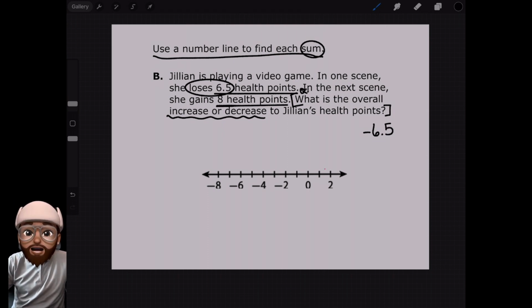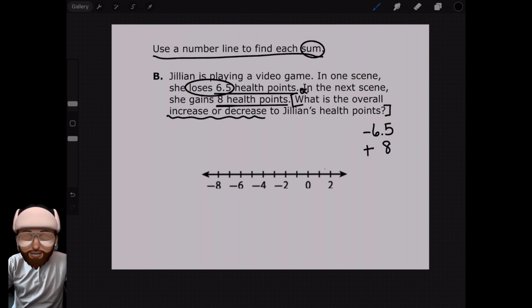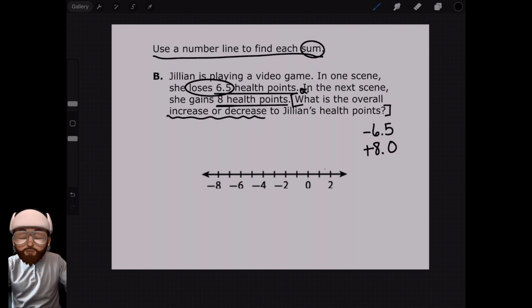Now that we have that, now we need to see with the second scene. In the next scene, she gains 8 health points. So what we're seeing in the second scene, that is a plus 8. Then it says, what is the overall increase or decrease to Jillian's health points? So first thing I would like to do is go ahead and change this to match the place value of the other number.